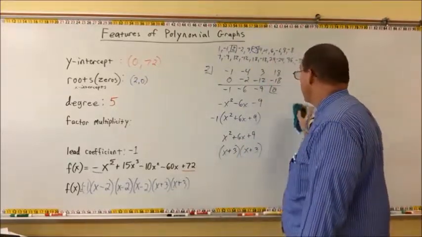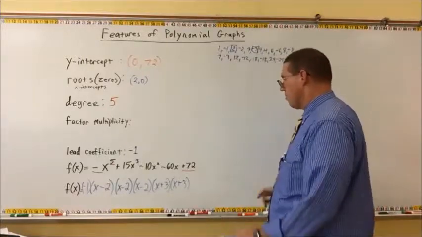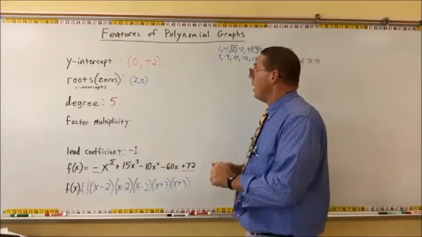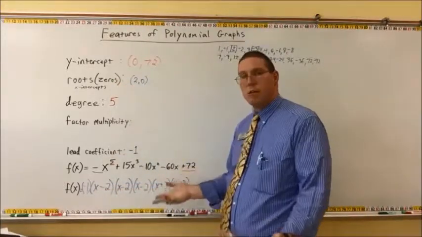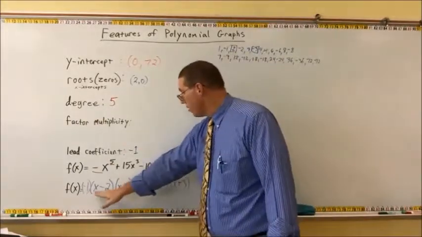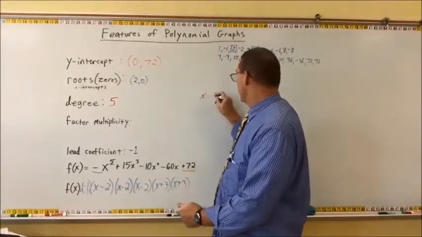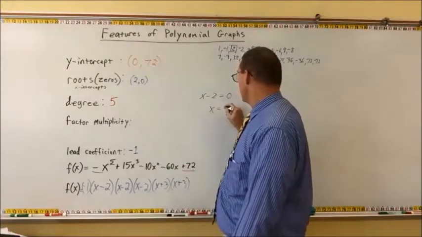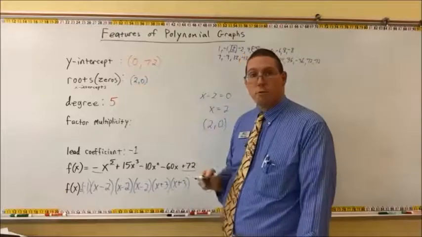All right? So now we have all of our factors. We need to identify all of our roots. We have to set all of these factors equal to 0. Well, we already did this one. X minus 2, x minus 2, x minus 2. When you set that equal to 0, you get x equals 2. That's the point 2, 0. Well, we already wrote that down as a root.